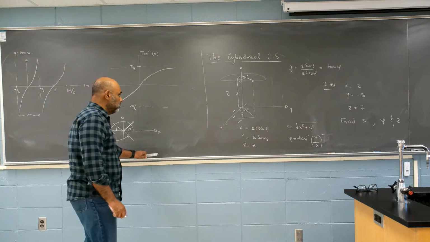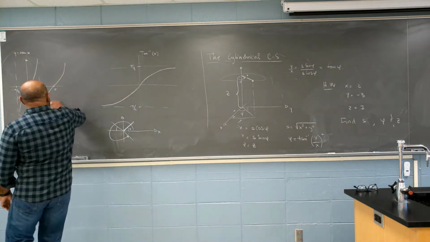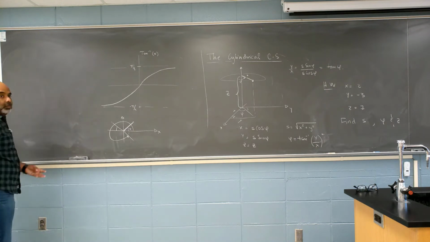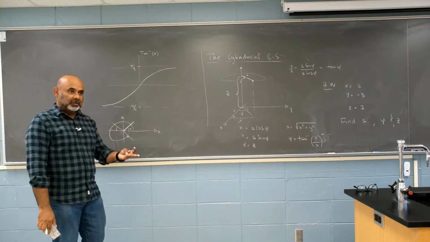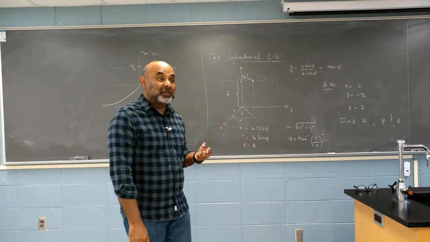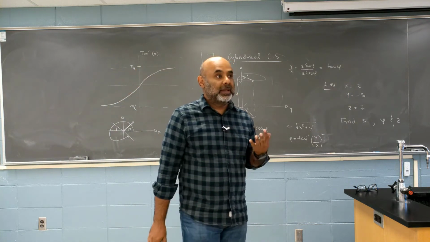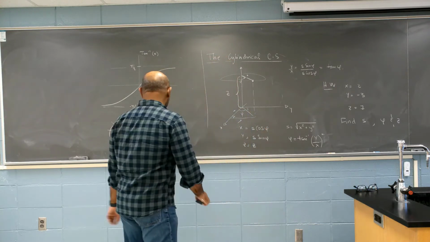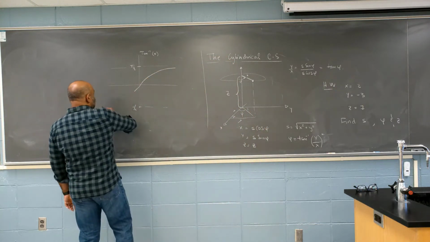Good. But the story continues. Because remember, we have to find divergence, we have to find curl, we have to find the dl element, we have to find dA and d tau, the volume element. So that also continues. We have to bring it here.